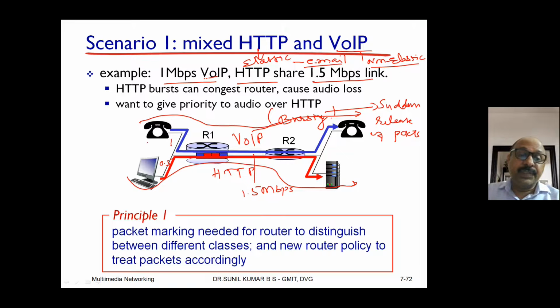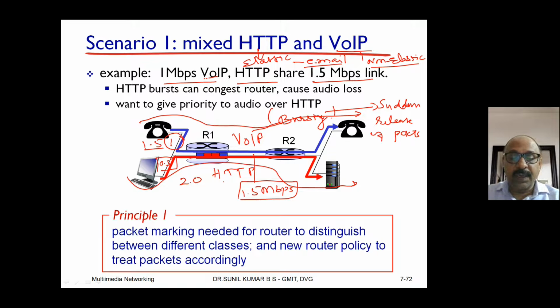Whenever a burst happens, this 1 Mbps may become 1.5 Mbps suddenly. In that case, you see this. The HTTP is also transmitting 0.5 Mbps, but it is transmitting 1.5 Mbps at some point of time. So the total requirement becomes 2 Mbps, but the link has a capacity of only 1.5 Mbps. So this becomes a problem.